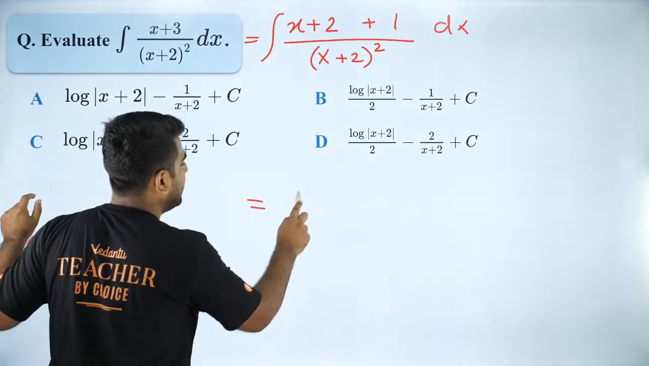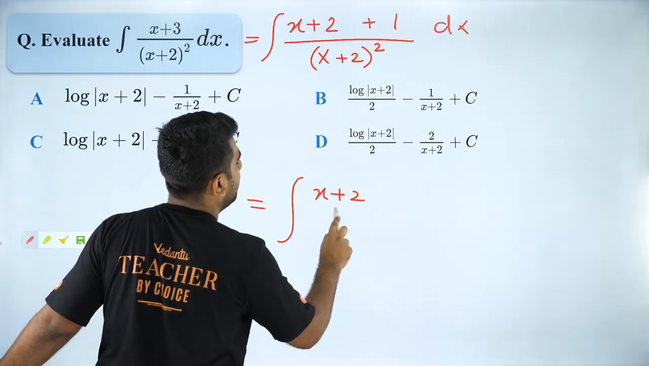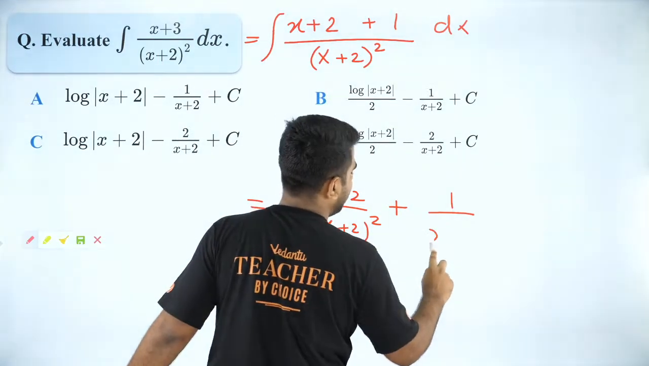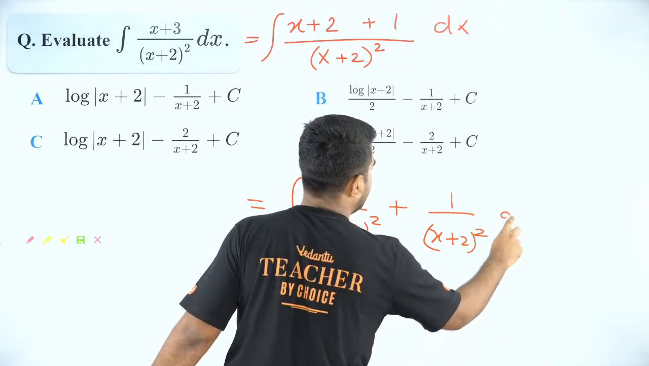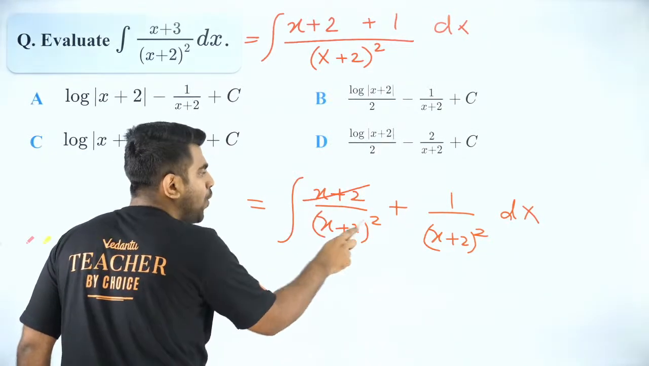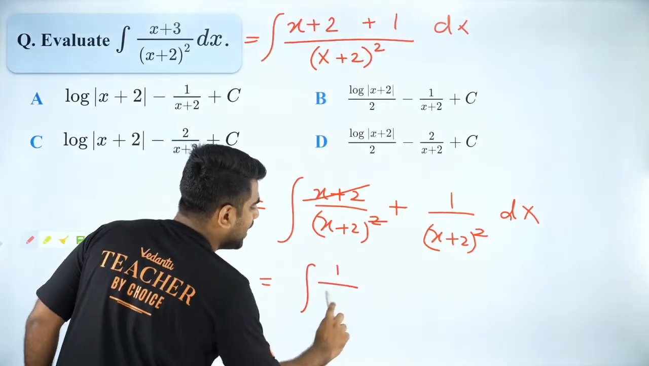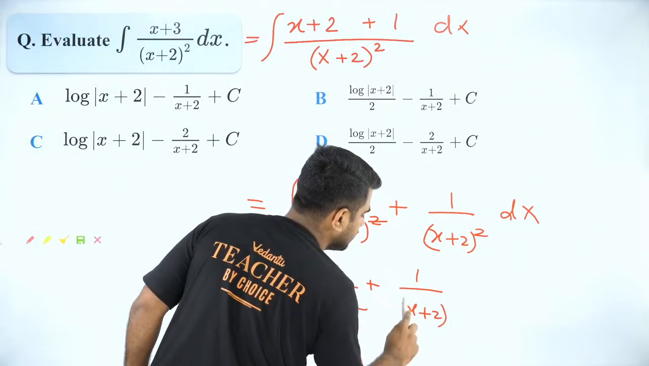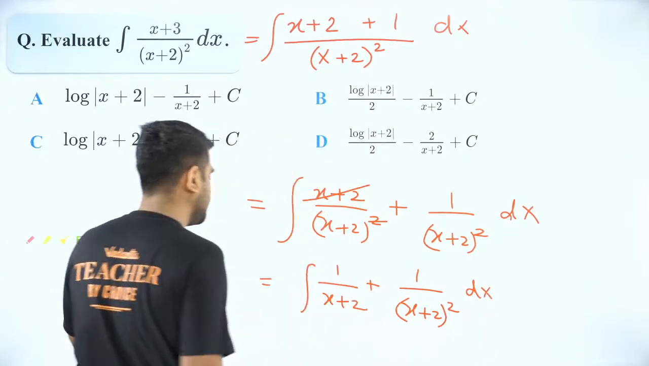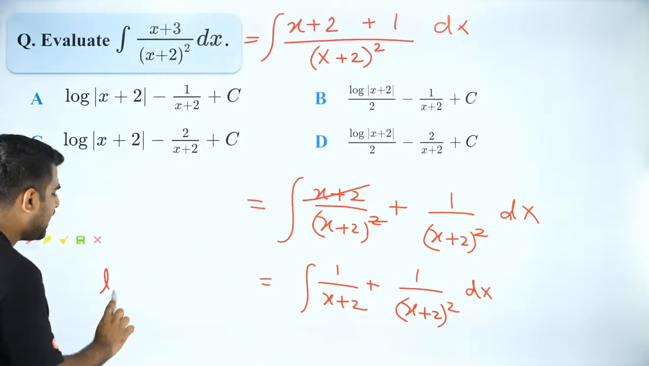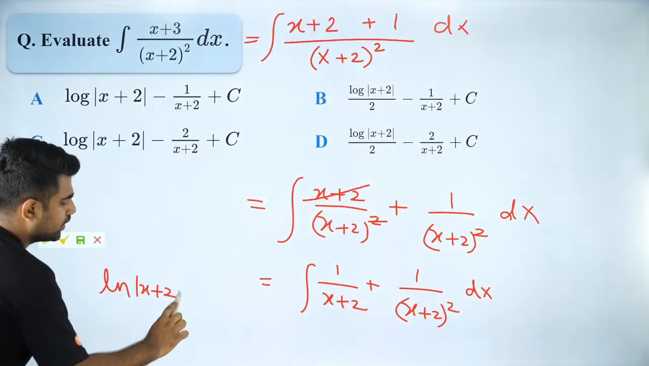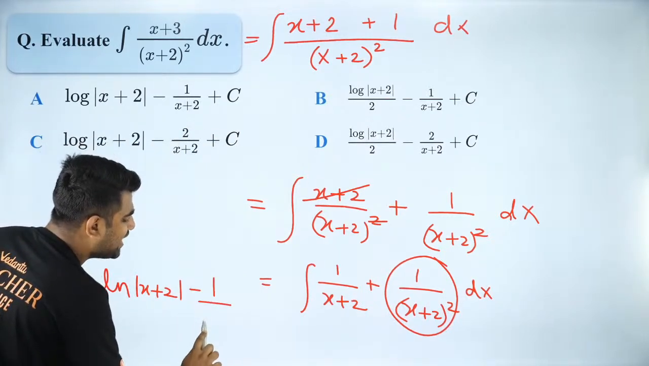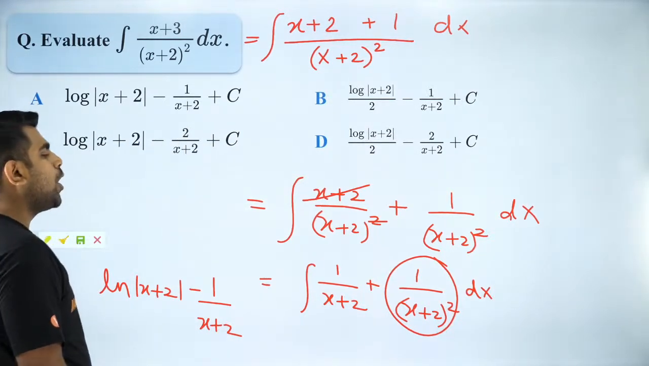So what happens is, it'll become integral of (x plus 2) by (x plus 2) square plus 1 by (x plus 2) square, and then dx. So now I can cancel 1 and 1. So it'll be integral of 1 by (x plus 2) plus 1 by (x plus 2) the whole square, and then you have dx. So this will be what? This will be ln of mod x plus 2. And then the integral of this will be what? That will be minus 1 by (x plus 2). I hope you guys got that.